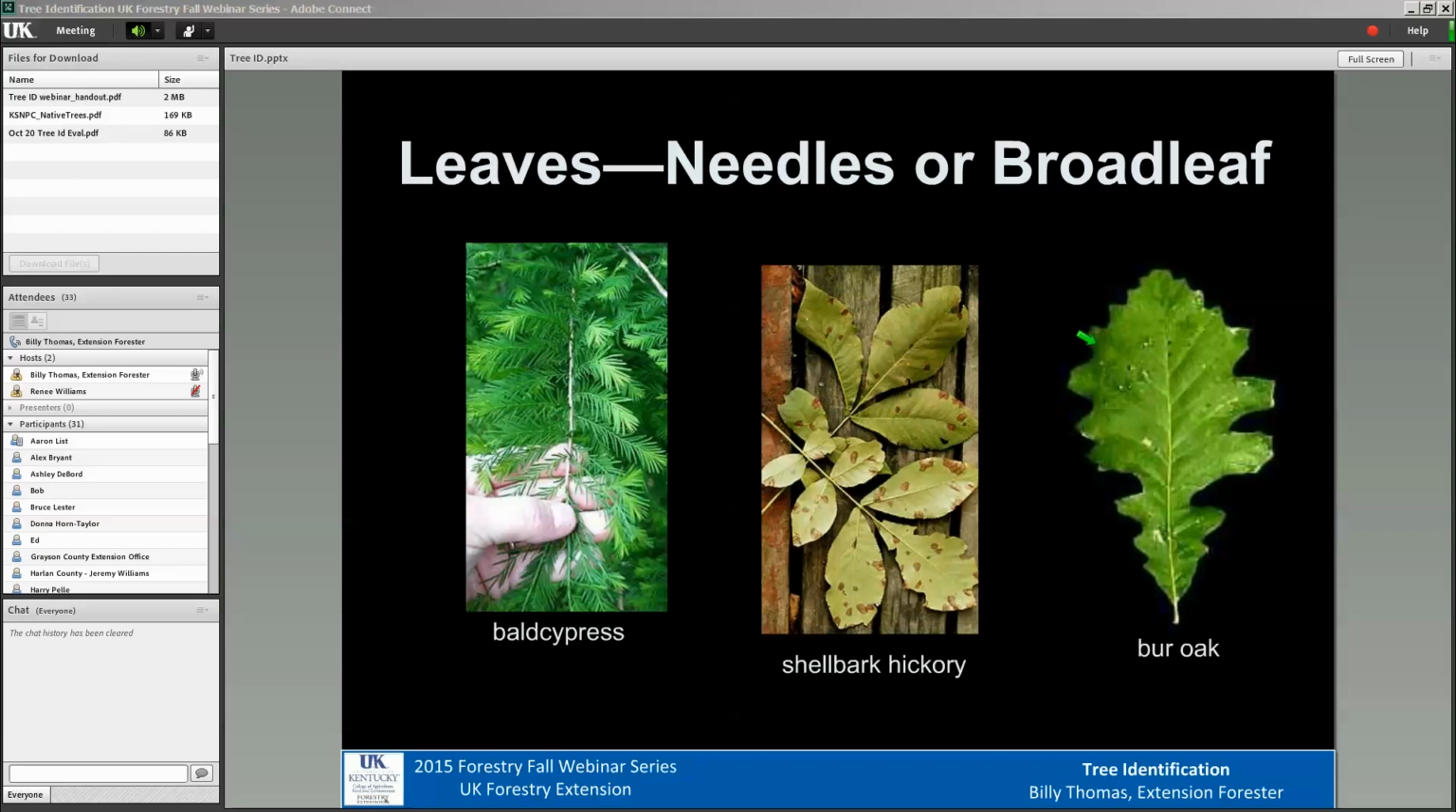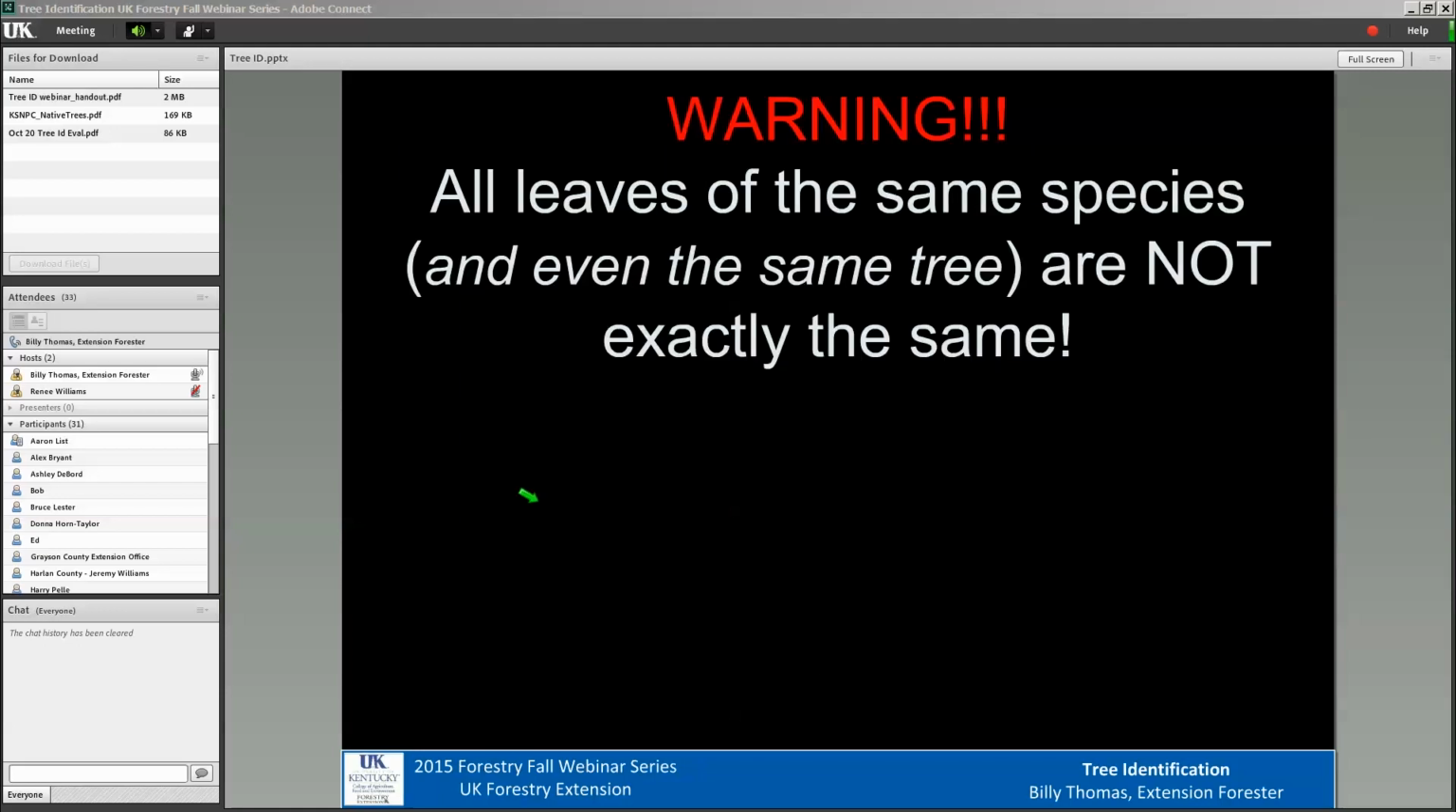So the differences that we're going to talk about are leaves that are needles or leaves that are broadleaf, and we'll go first probably on the ones that are conifers or needles, and then we'll spend most of our time tonight talking about the broadleaves. But again, I should warn you really quick, and this can be a little frustrating for folks that are just learning their tree identification: all leaves of the same species, and even the same exact tree, are not exactly the same. We see a lot of variability amongst our leaves.